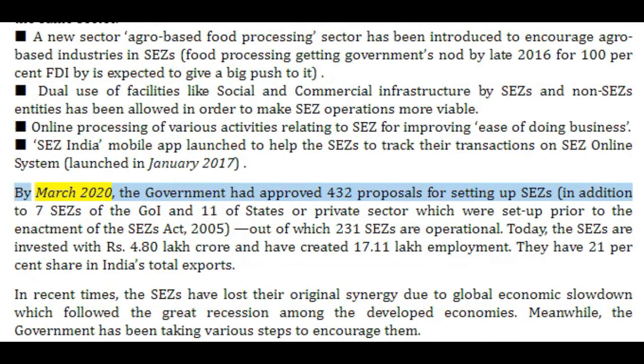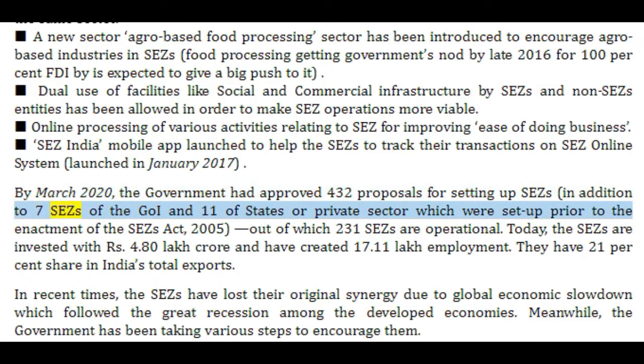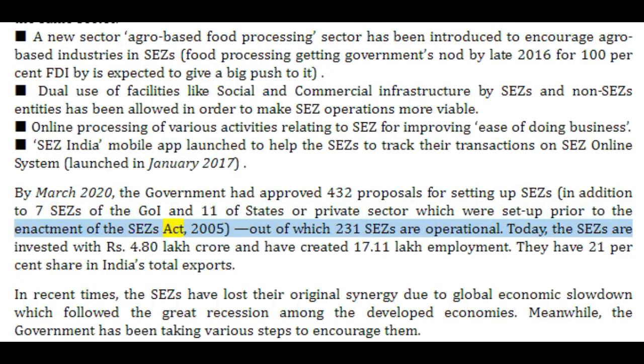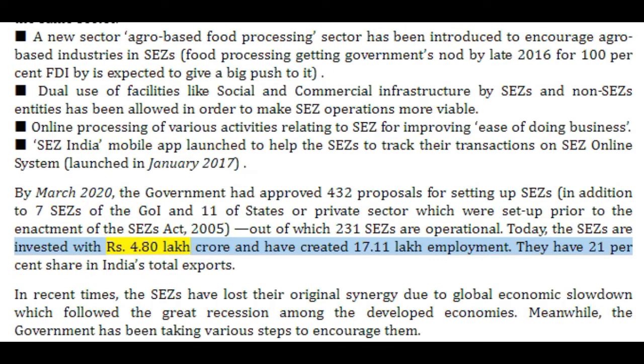By March 2020, the government had approved 432 proposals for setting up CES, in addition to 7 CES of the GOI and 11 of states or private sector, which were set up prior to the enactment of the CES Act, 2005, out of which 231 CES are operational. Today, the CES are invested with 4.80 lakh crore rupees and have created 17.11 lakh employment. They have 21% share in India's total exports.